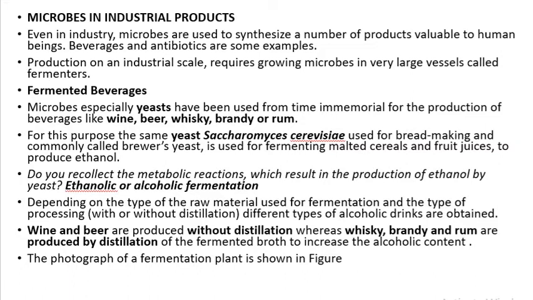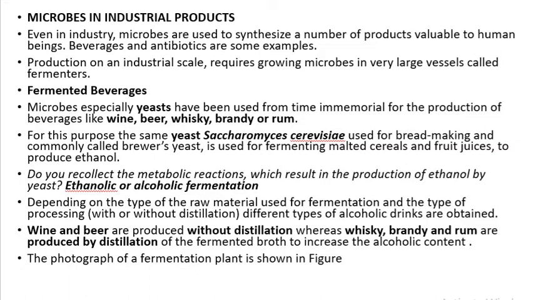Production of such products, such as beverages and antibiotics, in industry on a very large scale requires a very large amount of microorganisms, and also very large vessels known as fermenters. So there are large fermenters where these microorganisms are allowed to grow and ferment, and finally we get our product on a large scale. Now, the first example of an industrial product where microorganisms are useful is the fermented beverages.